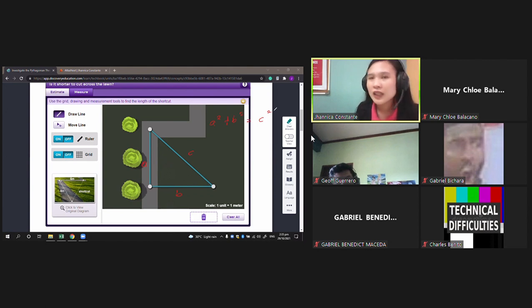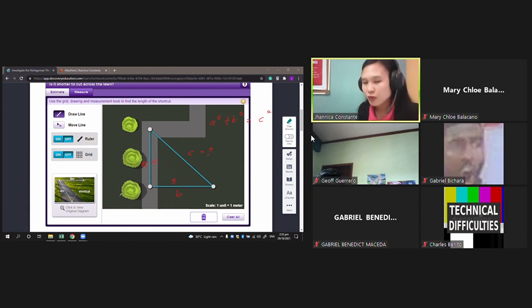Pythagoras believed that the sum of the squares of the two legs is equal to the square of the hypotenuse, or the longer side of a triangle. So for example, we're going to find the measurement of the hypotenuse. Given the right triangle that we have, let's say the measurement of our leg A is 4 and leg B is 5.